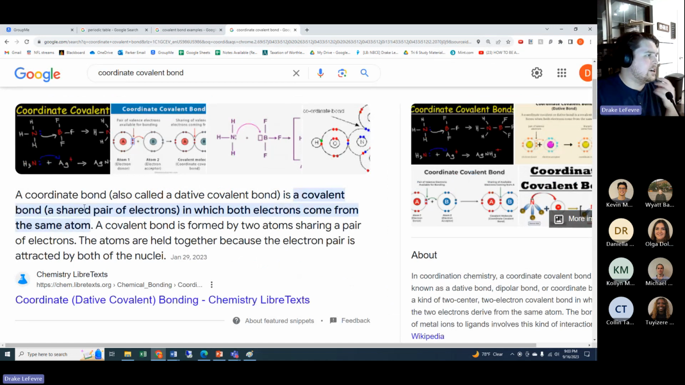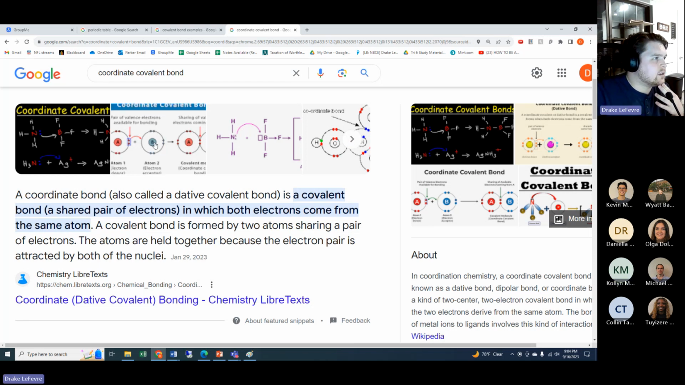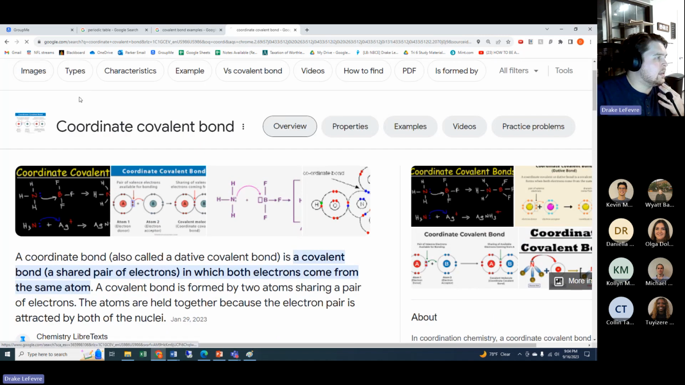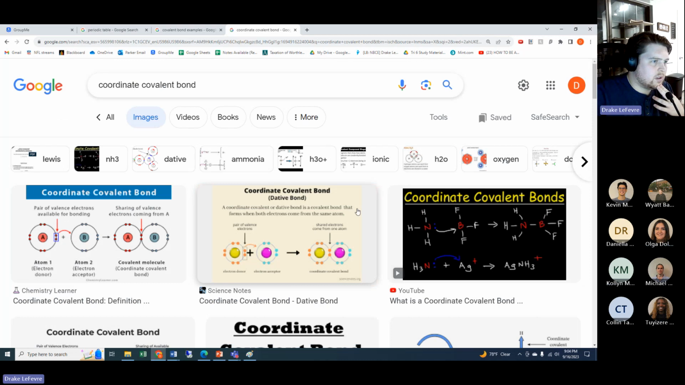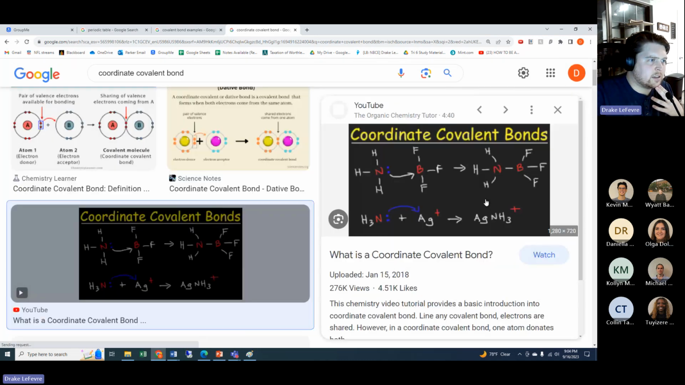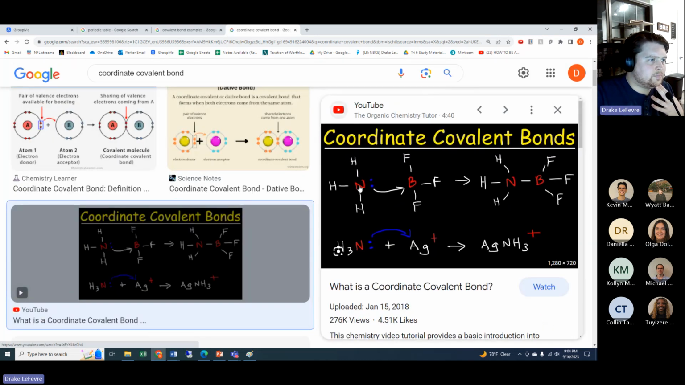This is what the internet says. A coordinate bond is a covalent bond, so a shared pair of electrons, in which both electrons come from the same atom. So let's look at an example of this. It looks like here's a specific example with nitrogen connecting to boron.